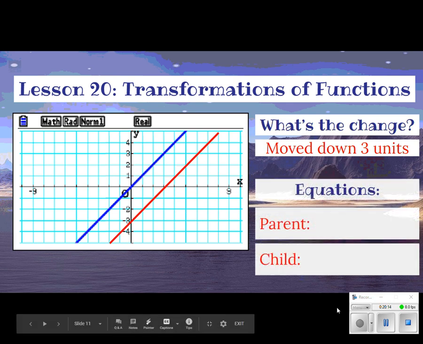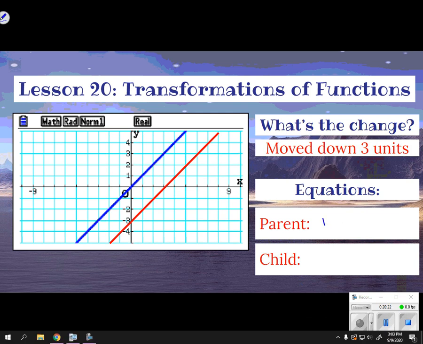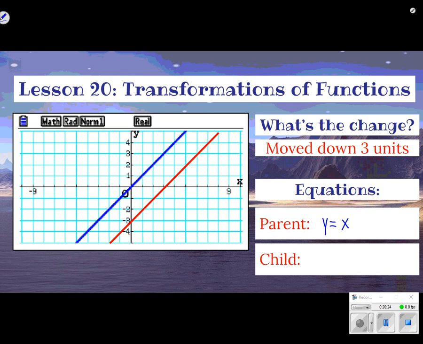So let's look at the parent function, and this goes into writing your equations with the up and down. That's going to make things a little bit easier. So y equals x is your parent function.